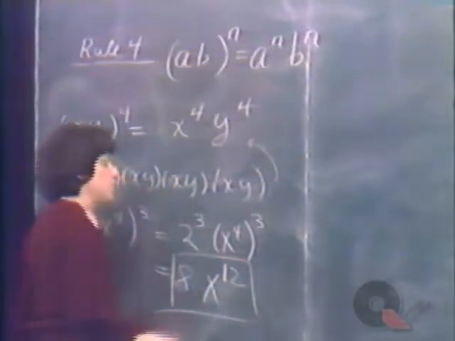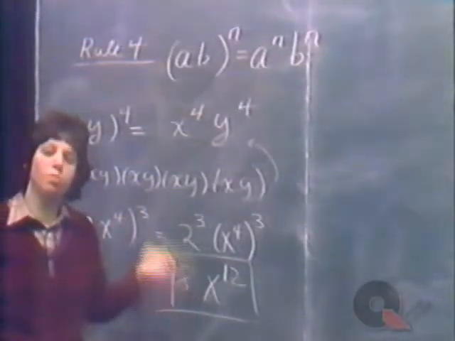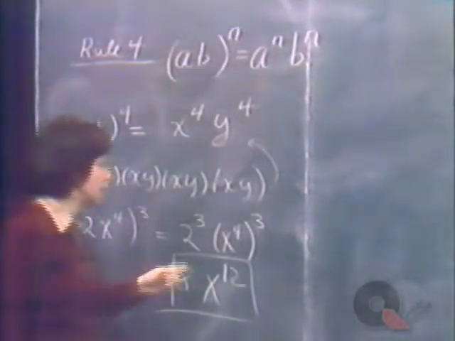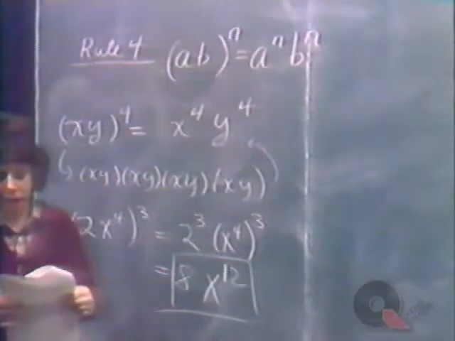You multiply 4 times 3. You don't add the 4 and the 3. If it was x to the 4th times x cubed, that would be x to the 7th. But this is x to the 4th cubed. That's x to the 12th. You multiply the powers.